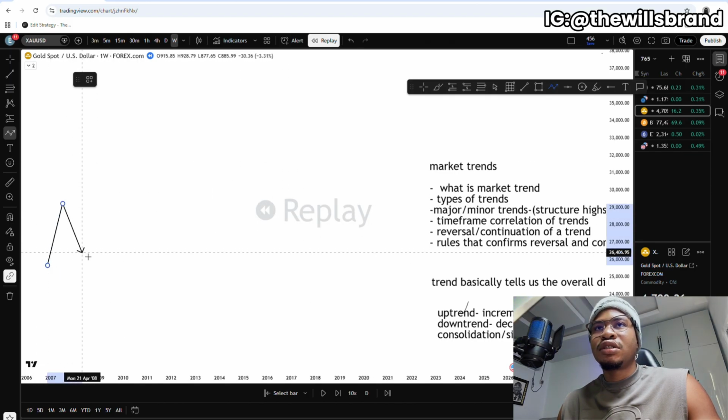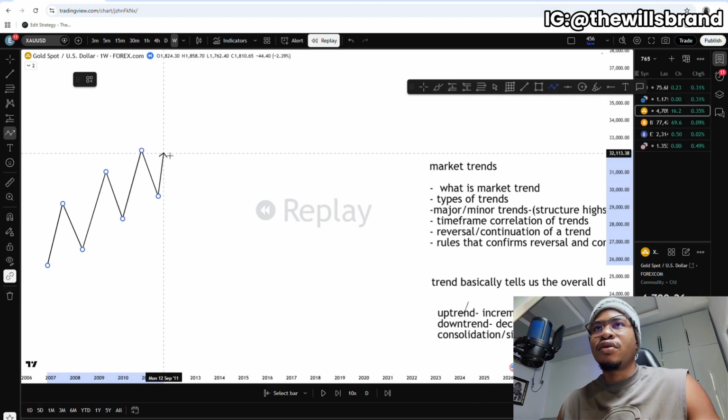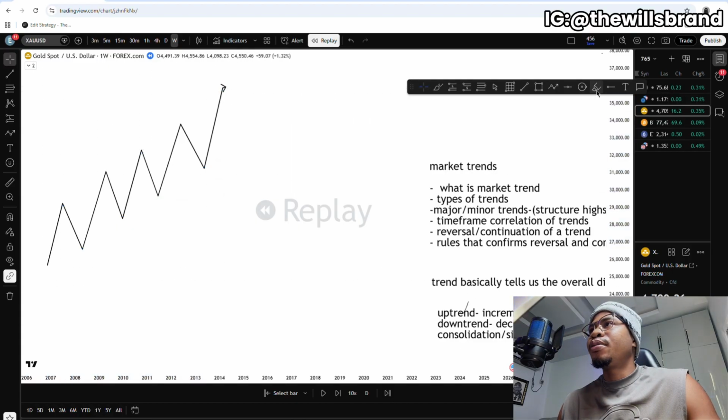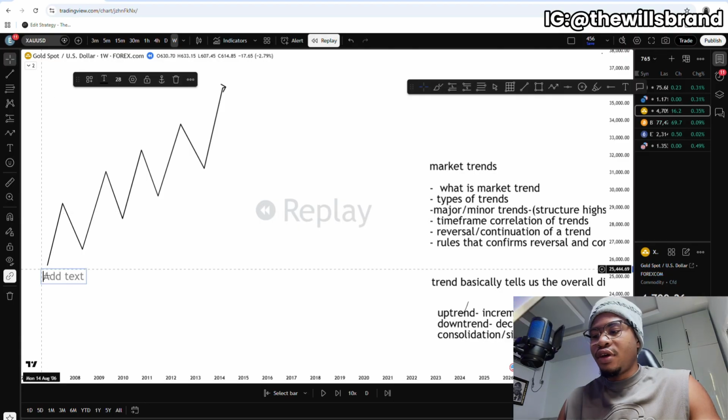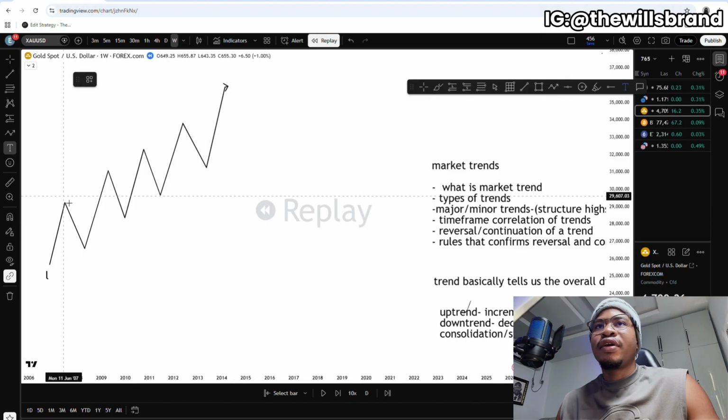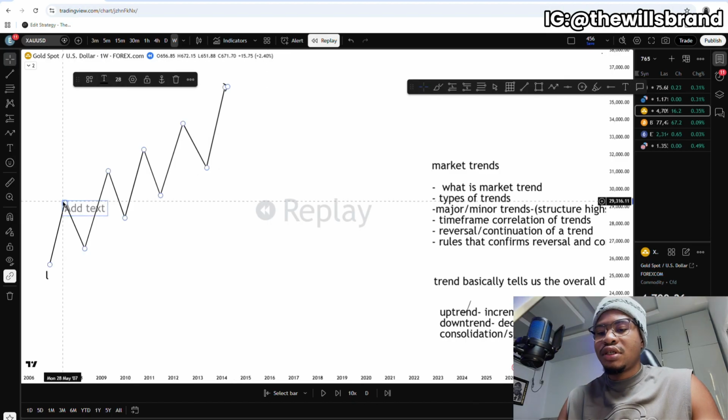Now an uptrend looks this way, right? Make highs, lows, highs, lows, highs, lows. So these highs and lows points are what we call structures, right? So I'm going to annotate this. Let's say here we have a low, right? And after that we have a high at this point.